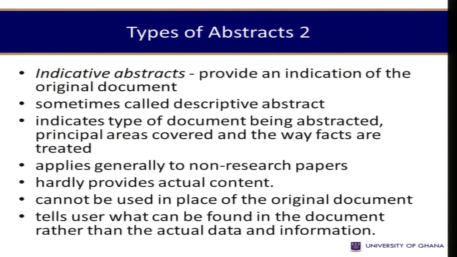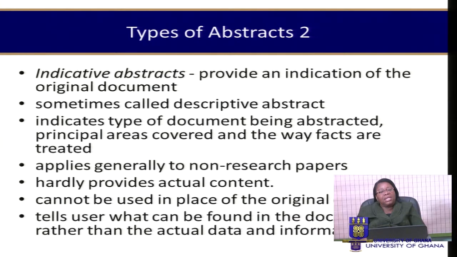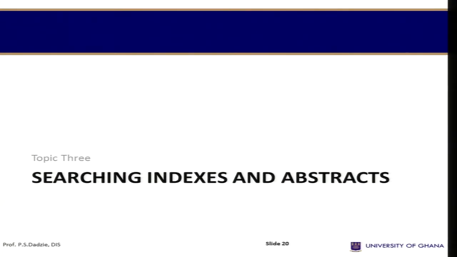Then we have indicative abstracts. These ones just provide an indication of the original document. Sometimes it's called a descriptive abstract. And these ones don't need to provide all the detailed information as we saw in the informative abstract. And they usually apply to non-research papers. So if it's a non-research paper, you can use this type of abstract. And it will hardly provide the actual content. And so it cannot be used in place of the original document. But it tells the user where the article can be found rather than the actual data and information contained in the article.